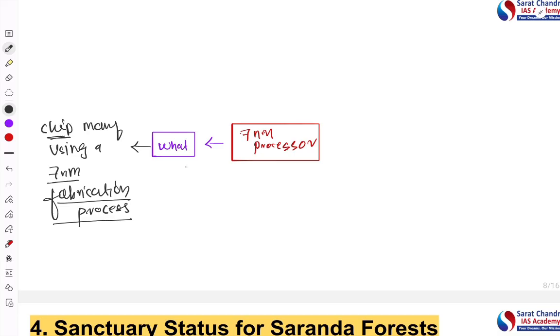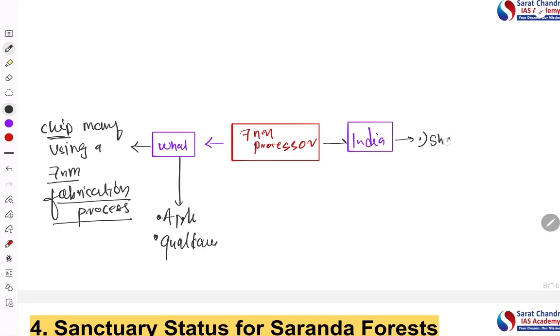Beyond that, 5 nanometer and 3 nanometer chip production is also going on. Companies like Apple and Qualcomm have worked on it and have developed their 7 nanometer chips. India is also trying to develop its indigenous 7 nanometer chip technology. For this we have the Shakti initiative. What is this initiative? This initiative is a kind of development of a 7 nanometer processor chip.